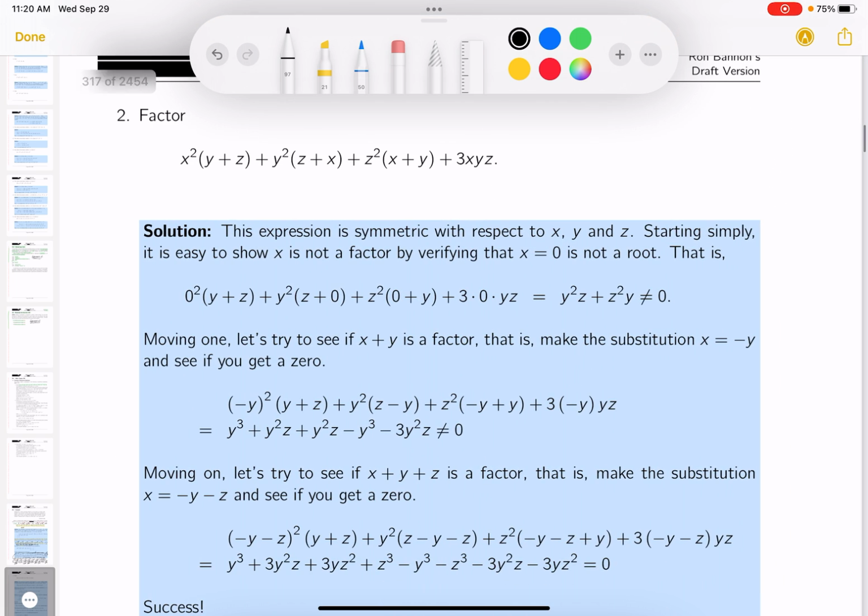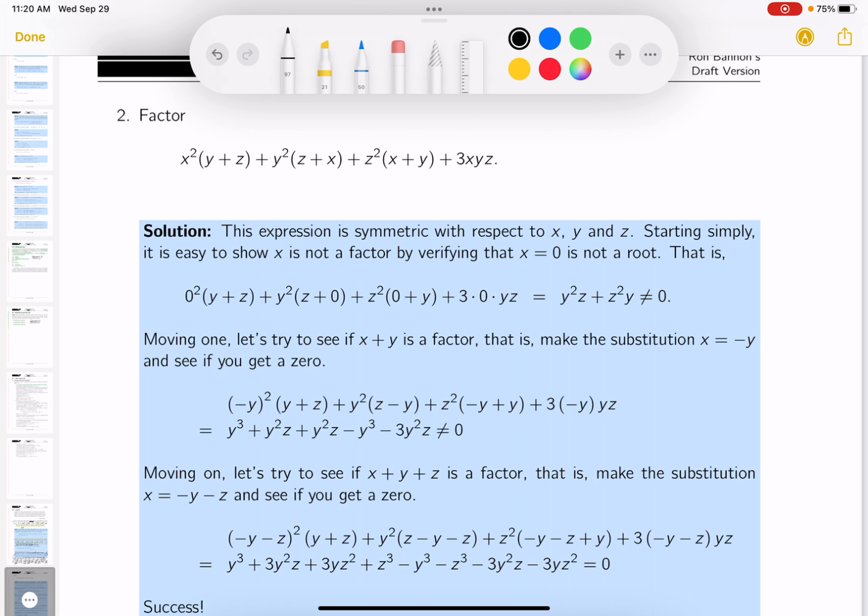Okay, here's another symmetric one. It says the expression is symmetric with respect to x, y, and z. So bottom line is, I'll say x equals 0 as the root of it. All right? So someone says, could you show that's true? Right? I could. You plug it in, and I'll go through that with you.